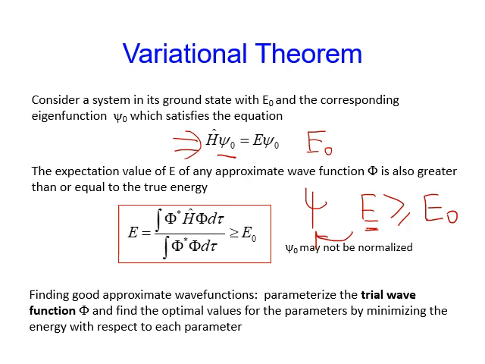And therefore, to find a good approximate wave function, we parameterize the trial wave function and find the optimal values for the parameters by minimizing the energy with respect to each parameter.